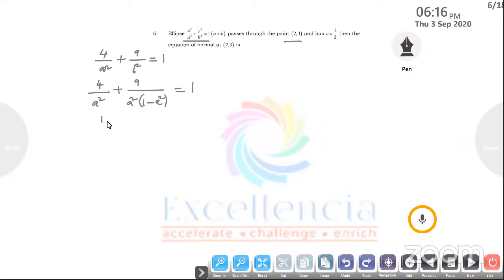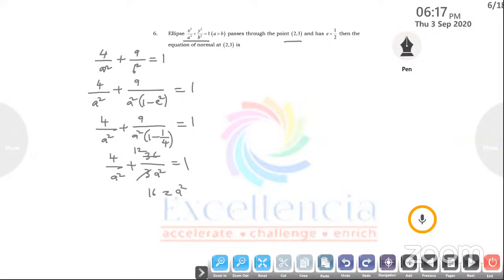I will substitute here. This becomes 4 by a squared plus 9 by a squared into (1 minus e squared), where e is given as 1 by 2, so e squared becomes 1 by 4. This is equal to 1. And let us find the value of a squared. 4 by a squared plus 9 into 4, that is 36, by 3a squared, is equal to 1. So if we simplify, this becomes 16 equal to a squared. So the value of a squared we found out is 16.